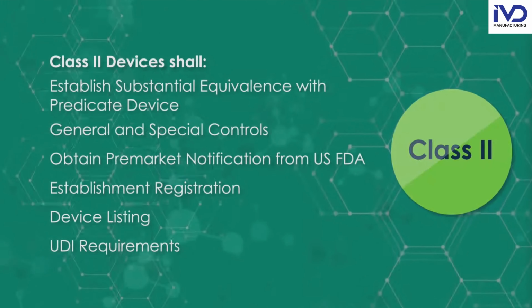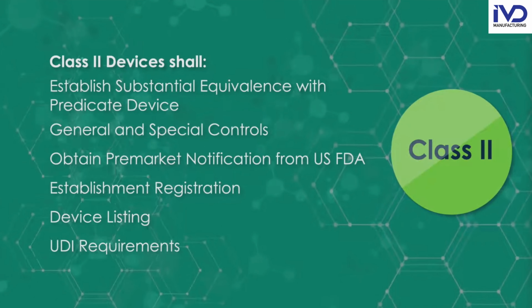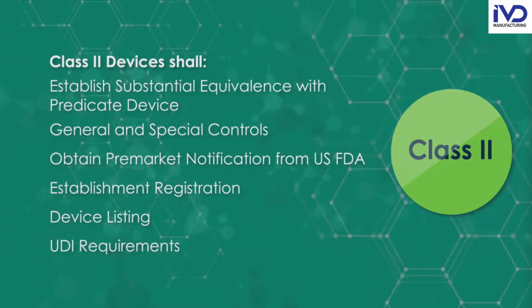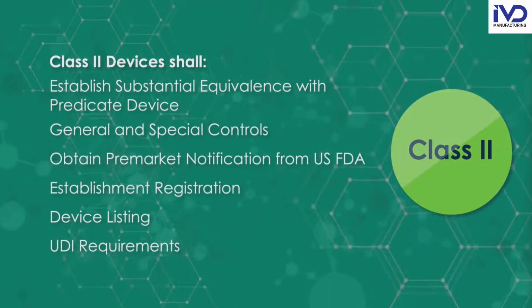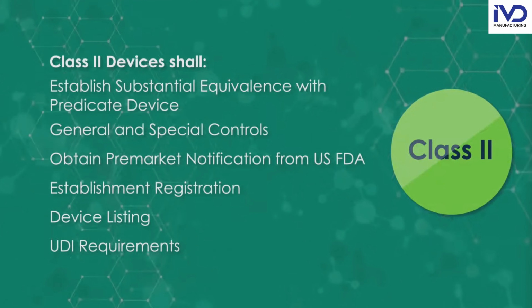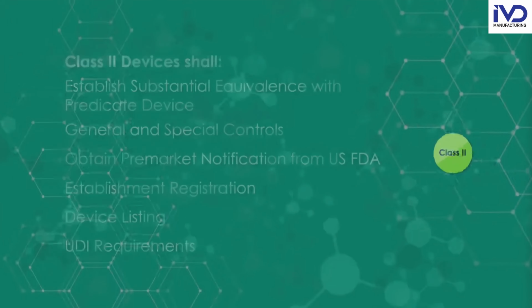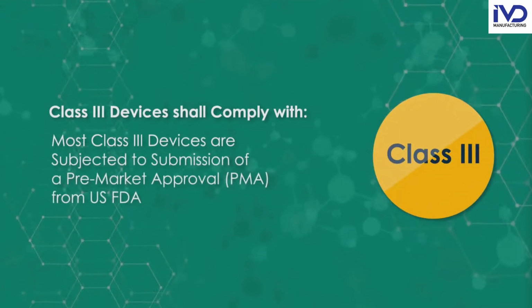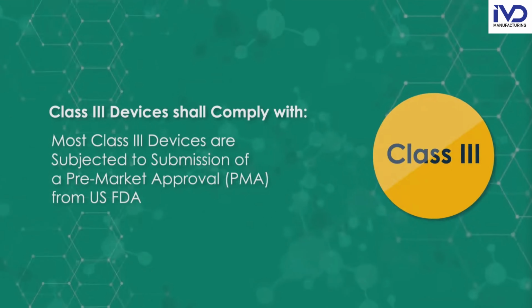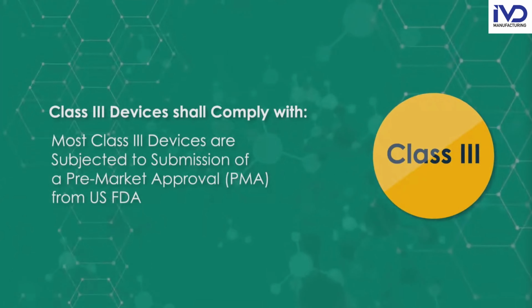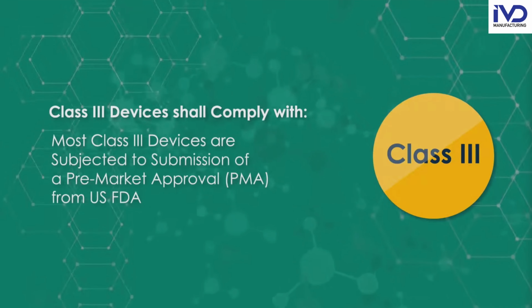Now let's look at the Class 3 medical device requirements in order to enter the US market. Class 3 medical devices must comply with the following requirements as shown on my screen. The devices are mainly subjected to the submission of the pre-market approval, PMA, to the US FDA.